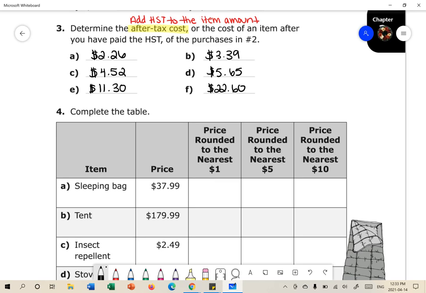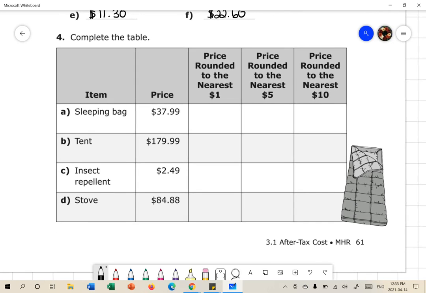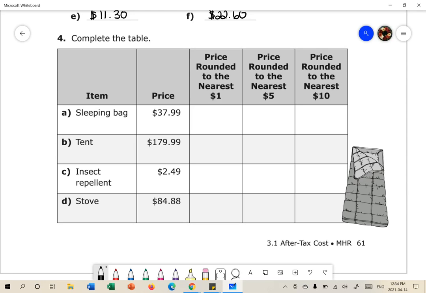In question 4, we're to complete the table. So the first item is a sleeping bag, which is advertised at $37.99. So in the third column, we are to round the price to the nearest dollar. $37.99. That is closer to $38 than it is to $37. So I'm going to round it to $38.